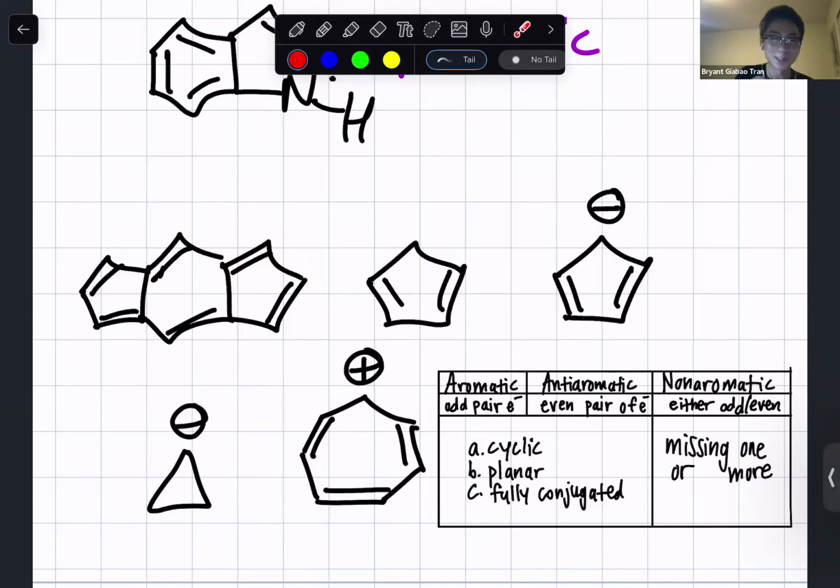Yeah. Did you try drawing all the resonance? For the top one, I was trying to draw all the arrows to see how the electrons were flowing, and then I was like, oh. Yeah, you don't have to do that.